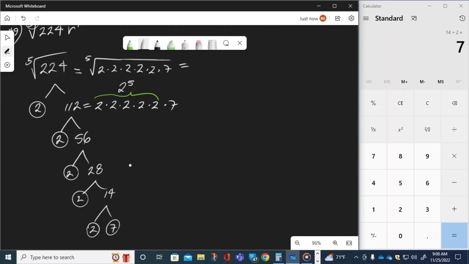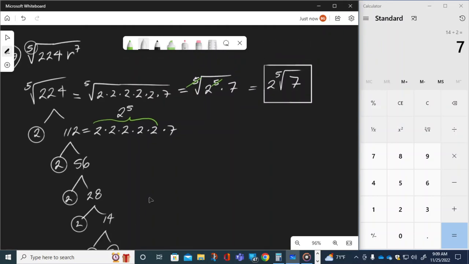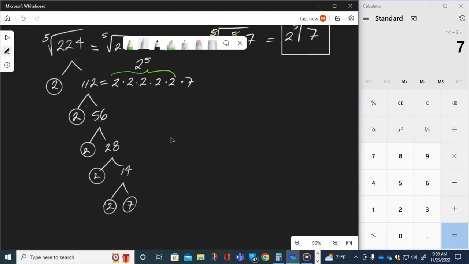So all of this is equal to the fifth root of 2 to the power of 5 times 7. 5 gets out of jail, and therefore it's 2 times the fifth root of 7. Now you got the first number. Now you got to deal with the r, okay?